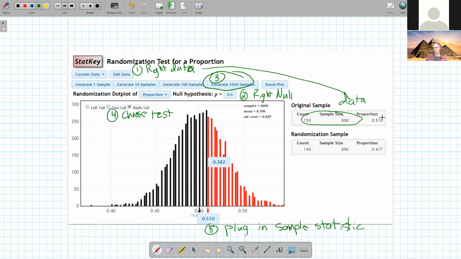In this case, that statistic is the proportion, but it could be a mean of a bunch of numbers that we measured. Once I have that, step 6 is to identify the p-value. Then from there I make my decision and write up my conclusion. So again, the null hypothesis has to go up here, and the sample statistic has to go down here, always. That's the order of operations in StatKey.